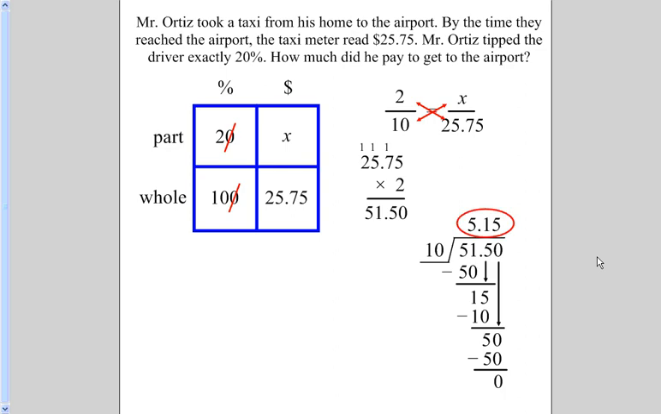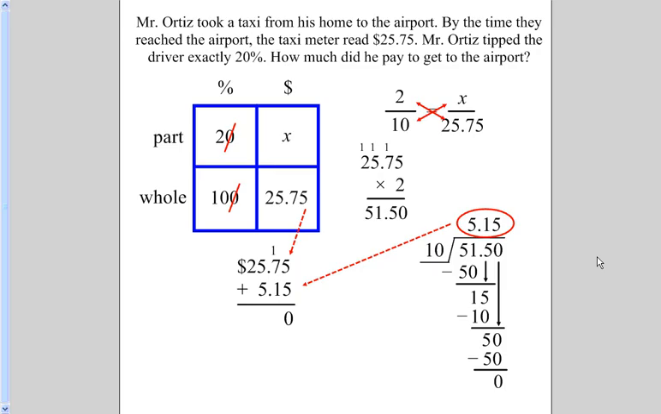So this is the amount, since Mr. Ortiz is going to give exactly 20%, this is how much he's going to give for the tip, $5.15. But the question asks us, how much did he pay to get to the airport altogether? So we want to take that $25.75, because it's going to cost you $25.75, and take that money, and we're going to add it to the tip that Mr. Ortiz calculated he's going to need to pay the driver. And that's $5.15.